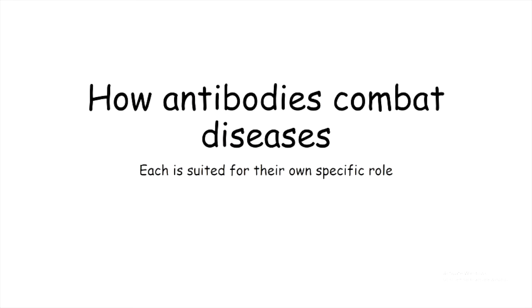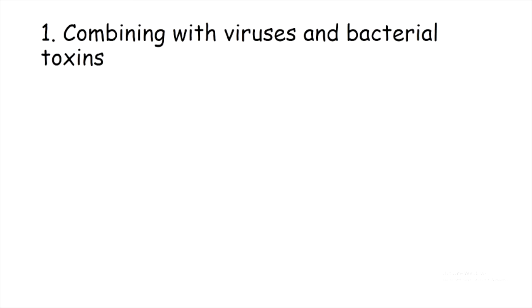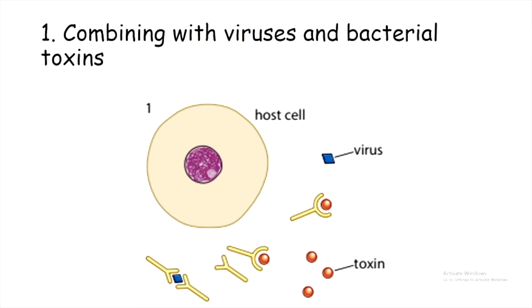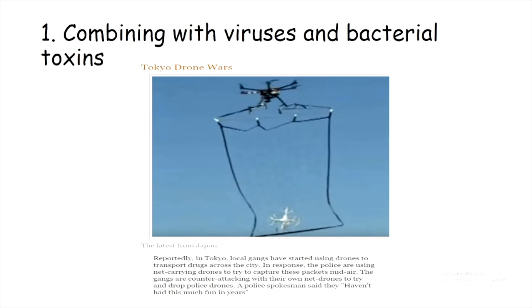Each and every antibody has their own way of fighting off diseases, and here are some important examples. The first type of antibodies we're going to cover are the ones that combine with viruses and bacterial toxins, as shown in the diagram below. Now, to put this into a simpler perspective, think back to the 2015 Tokyo drone wars, where local gangs in Japan transported drugs across the city using flying drones.